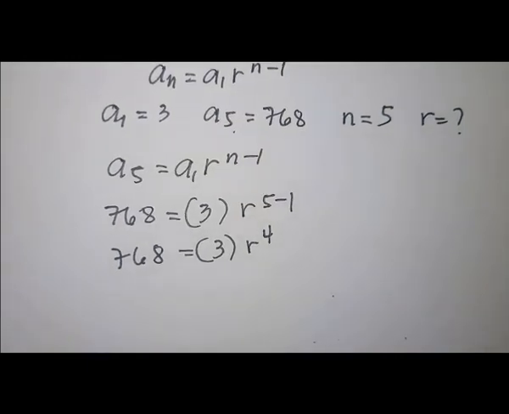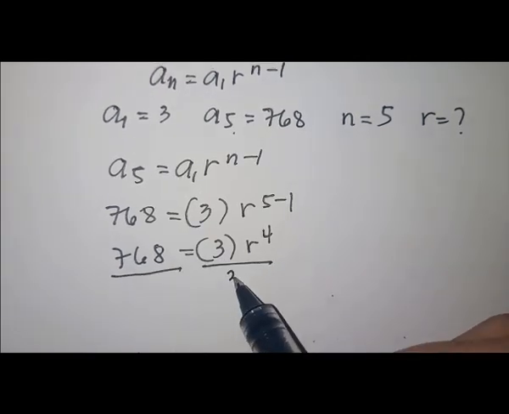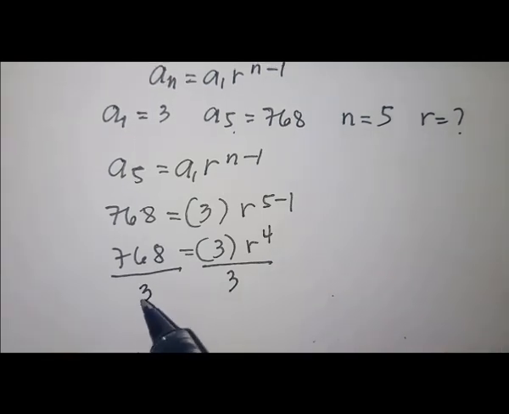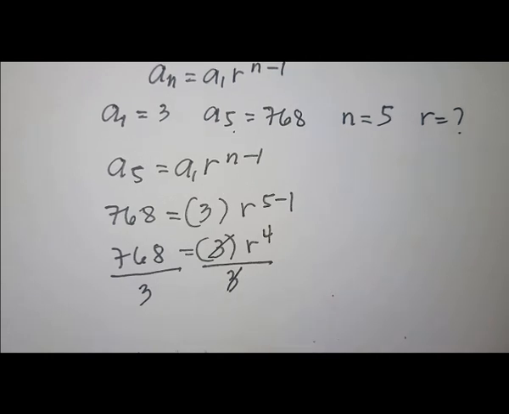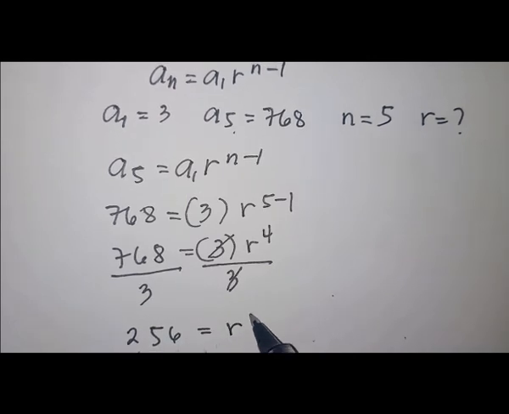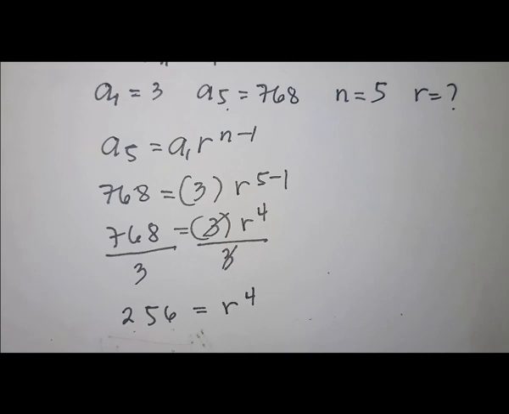So, dahil r lang naman yung kailangan natin, kailangan na matanggal yung 3. So, divide natin both sides by 3. So, 3 divided by 3 is 1. And 768 divided by 3 will give you, okay, you have 256 equals r raised to 4.